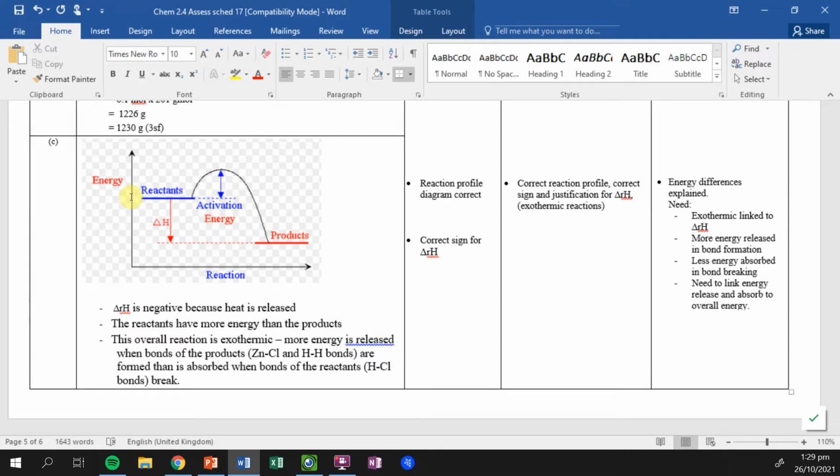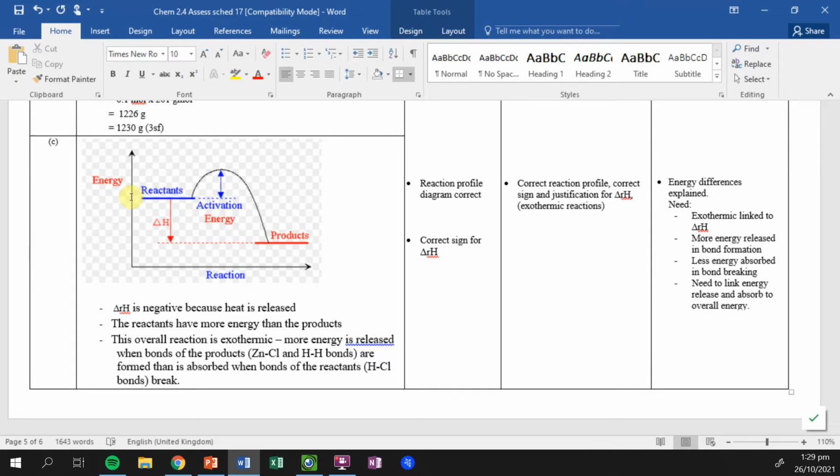So drawing that diagram correctly was an achieve point. Correct sign for your delta H, which is going to be negative, would have been another achieve point. Really easy 2 points there. For the merit, you needed to justify your reaction, explain a reaction. So correct reaction profile, correct sign, correct justification. It's exothermic because it's releasing energy. This one, oddly enough, was also an excellence point. I thought that was quite generous.